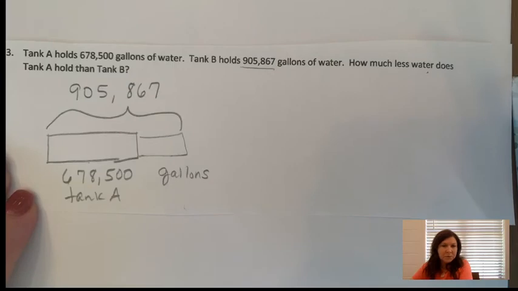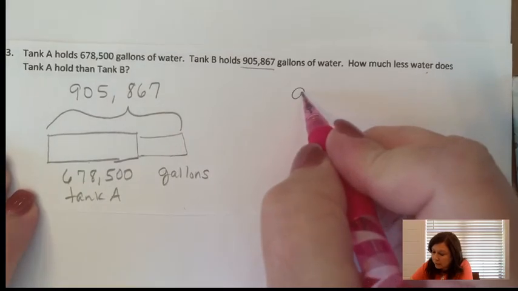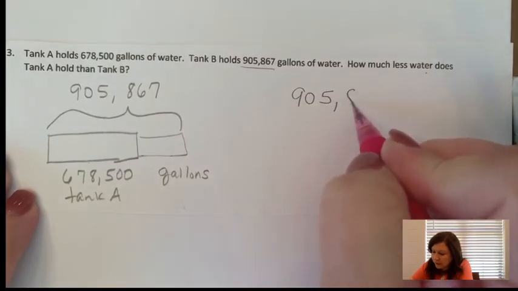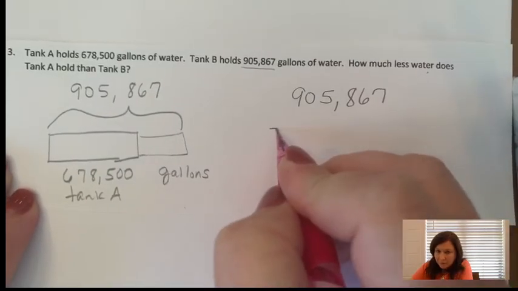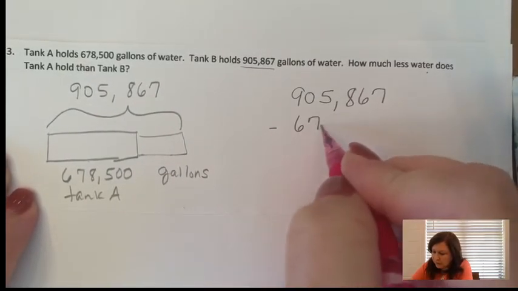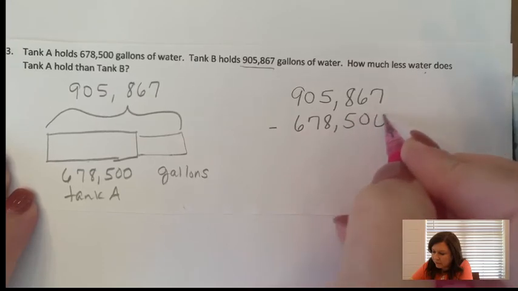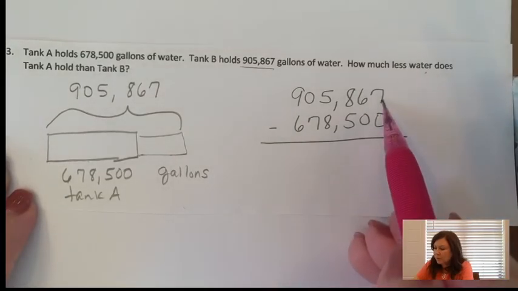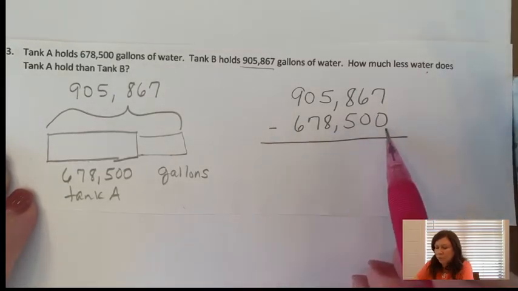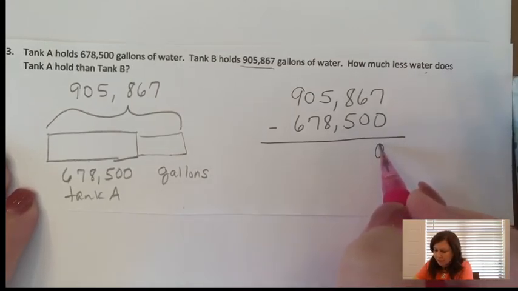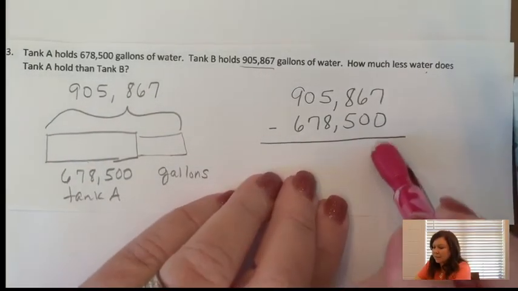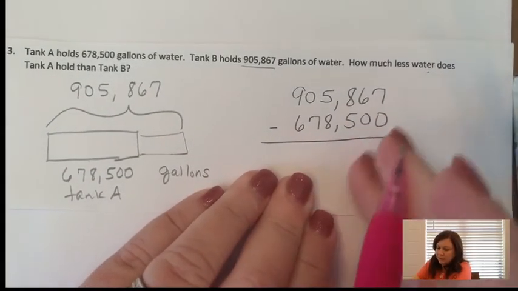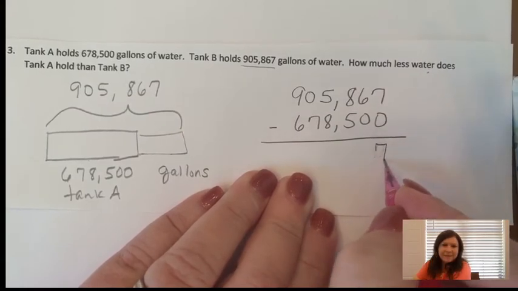Okay, so to do that, what do we need to do? That's right, we need to subtract 905,867 minus 678,500. Okay. So first, let's start in our ones. We have 7 ones in the top number minus 0 ones in the bottom number. Can we do that? Yes. Not 0. We had 7. We're subtracting none, 0, so we still have 7.